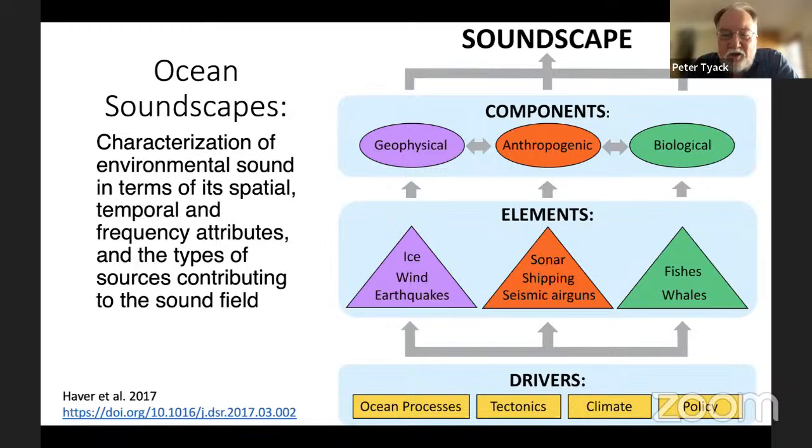And the drivers are oceanic processes, geological tectonics, climate, and policy changes. Those affect biological sources like fishes and whales. They affect anthropogenic sources like sonar, shipping, and seismic air guns. And they affect geophysical processes like earthquakes, winds, and ice. And those lead to these different components on the top that you can measure in ocean sound.